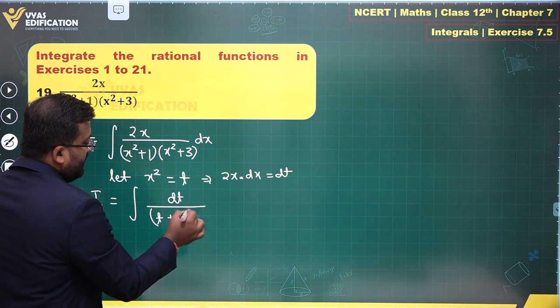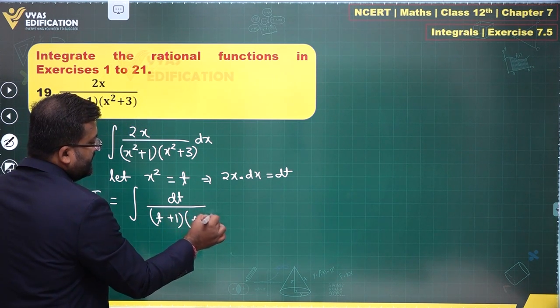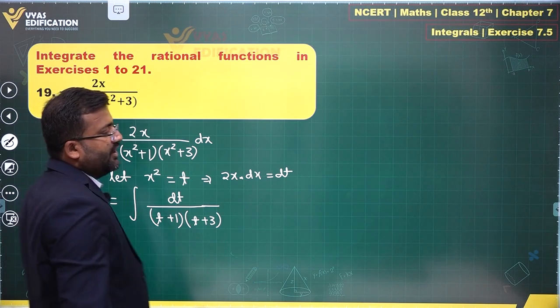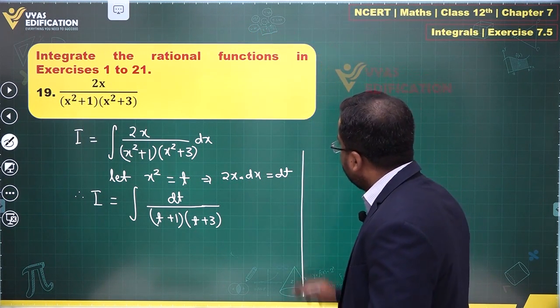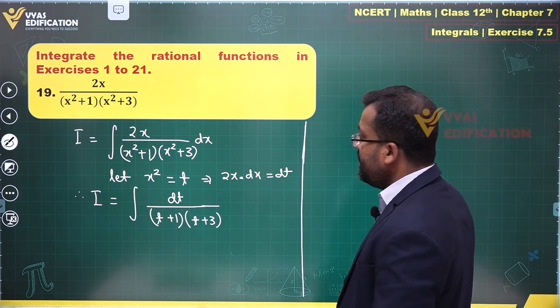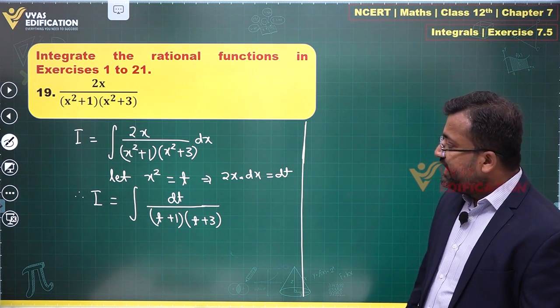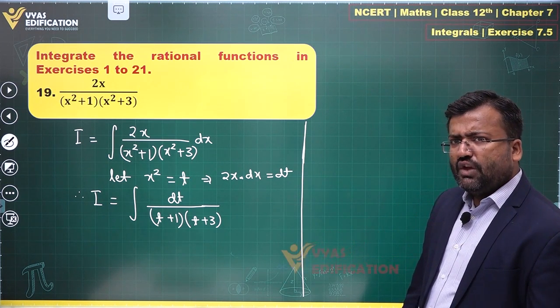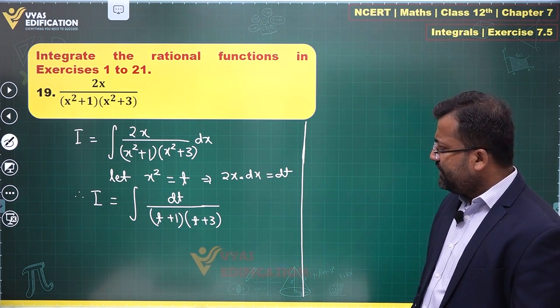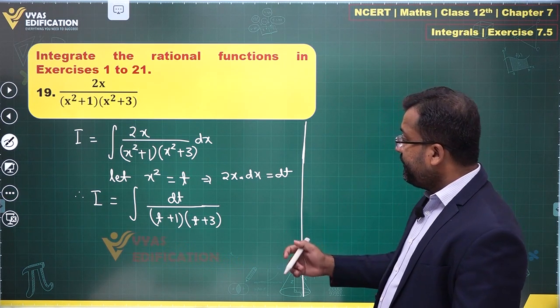which is t plus 1, and x square plus 3, which is t plus 3. This is what you have. Is that okay? Yes, that is okay. And once we have reached this stage, then dt upon t plus 1 times t plus 3 is what I have, and now I can convert these into partial fractions. Yes, yes. So let's do it.